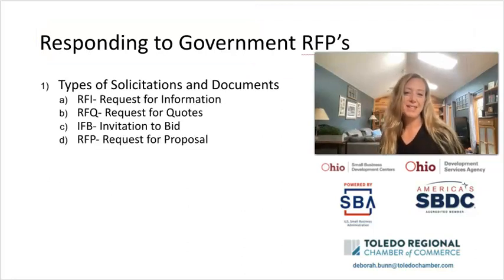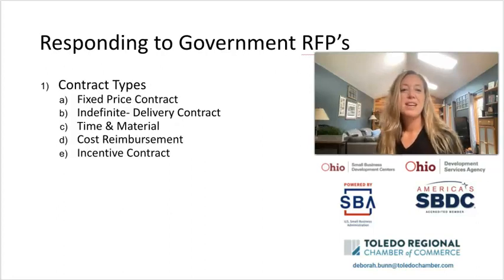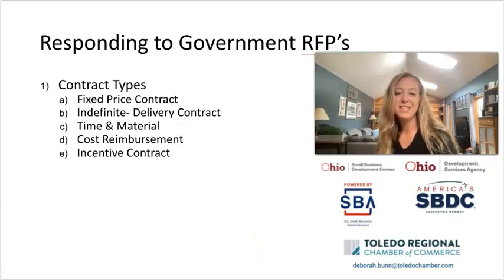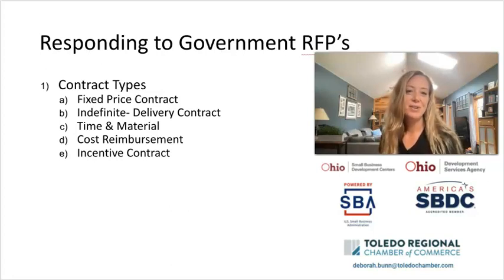Responding to government RFPs includes those types of solicitations and documents. You'll see four main types of solicitations or documents, and they are the RFI, which is a request for information, an RFQ, which is a request for quotes, an IFB, an invitation to bid, and an RFP, which is a request for a proposal. The contract types can be any of the following, which include a fixed contract price, an indefinite delivery contract, time and material, cost reimbursement, or an incentive contract.